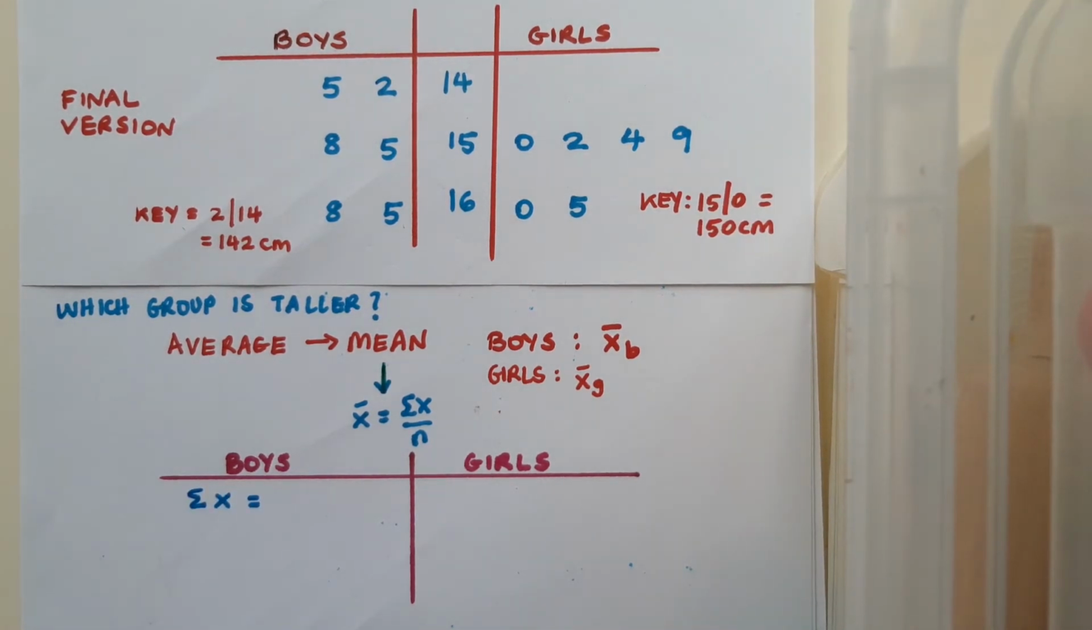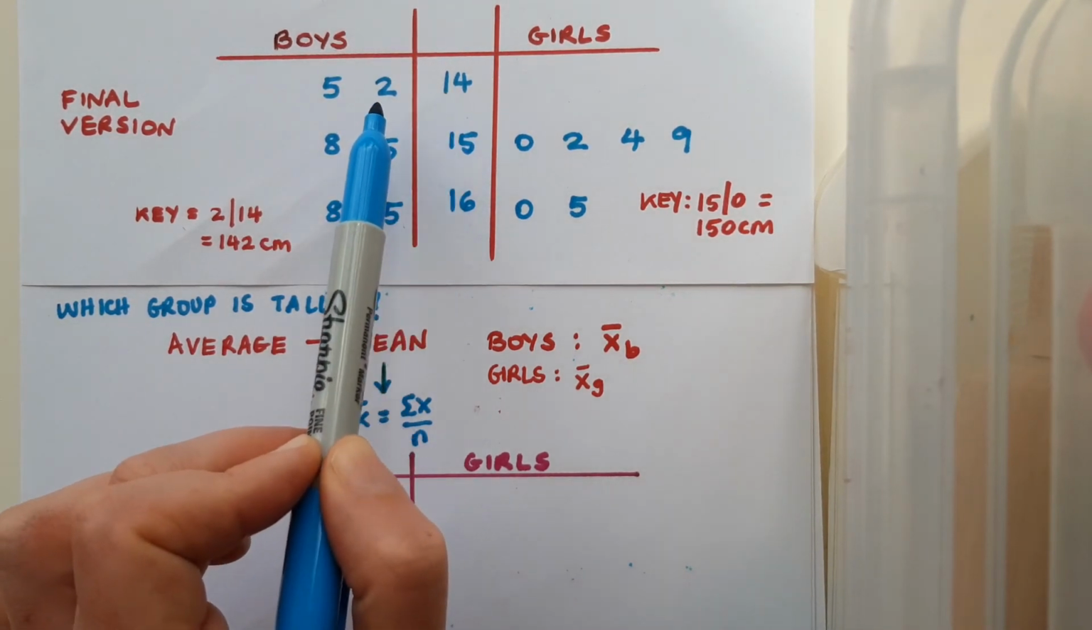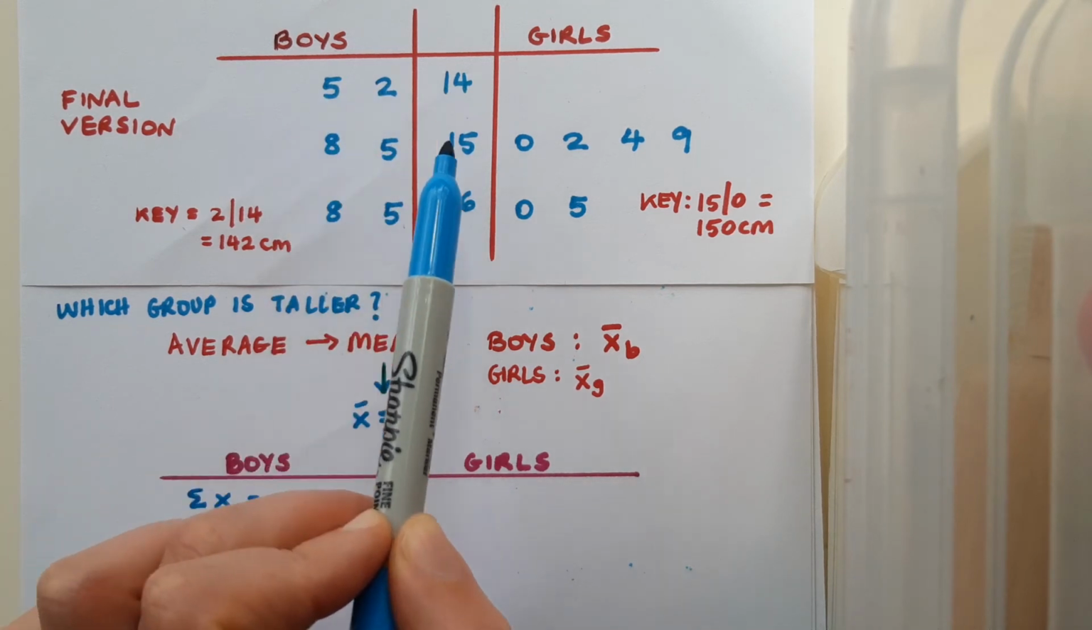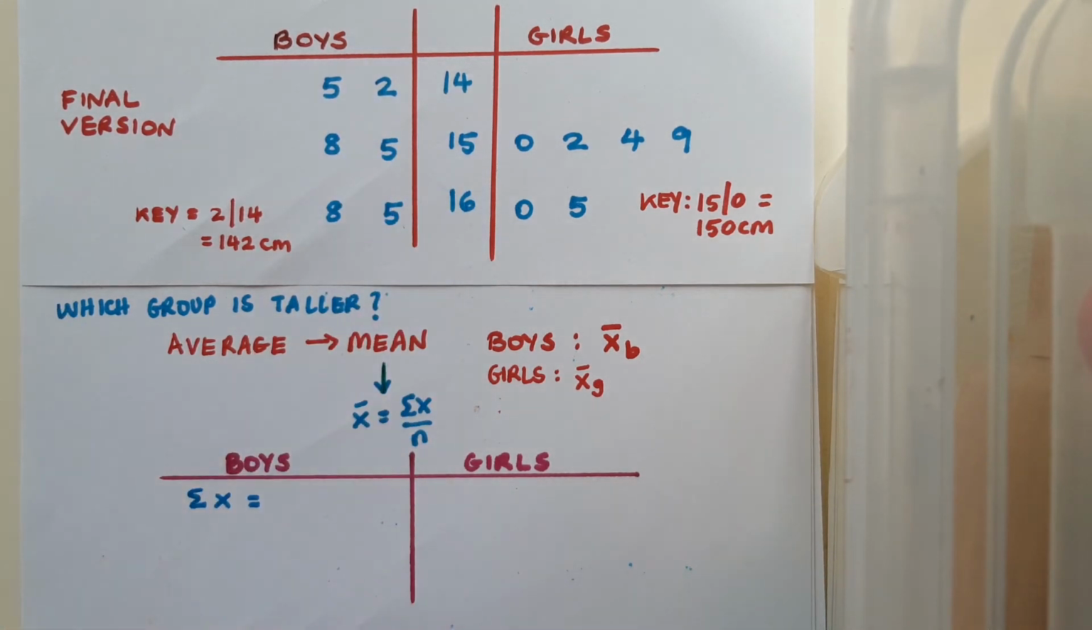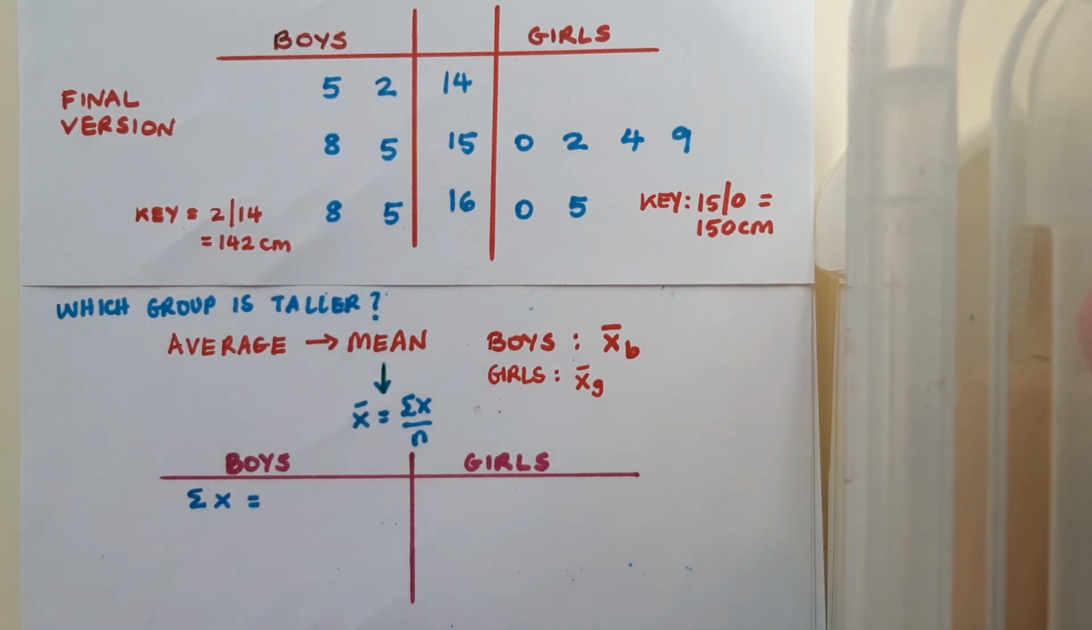So first of all, I'll write down summation x. That is all my values for the boys' heights added together. Make sure that if you're taking this data from the stem and leaf graph, that you take note of the fact that these values are 142, 145, 155, and so on. Don't mistake them for 2, 5, 5, 8, 5, and 8. In this case, summation x comes out as 933.